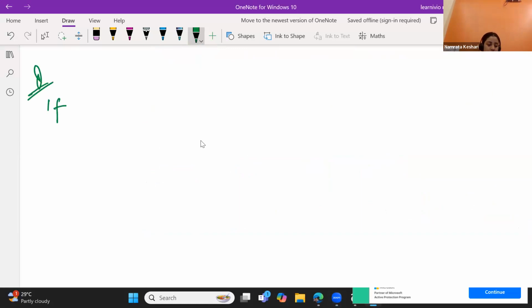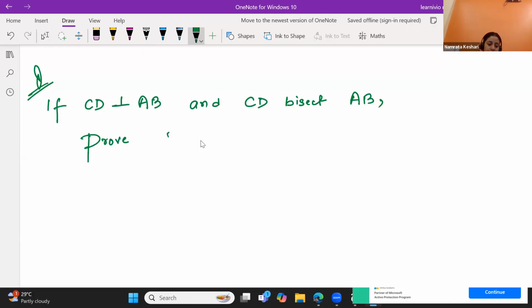Next question. If CD is perpendicular on AB and CD bisects AB, prove that triangle ABC is an isosceles triangle.